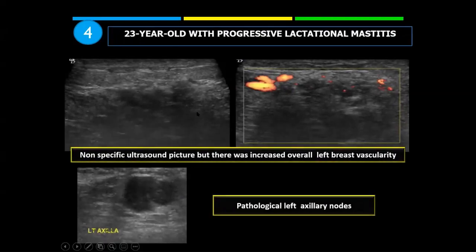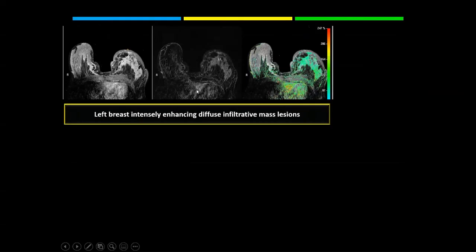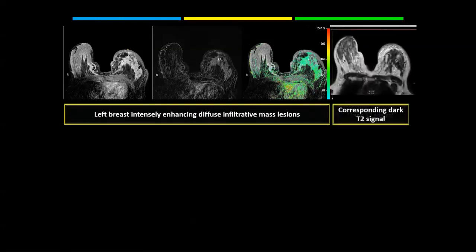This is a 23-year-old female. She had this appearance in her breast, and she had pathological axillary lymph nodes. Actually, when she came to us, she had already received multiple courses of antibiotic therapies, and that's why we sent her directly to an MRI. Before sending her, we thought it would turn out to be a granulomatous mastitis, but unfortunately, when we performed the MRI we saw this enhancing lesion, and it was not because of the enhancement, but because of the dark T2 signal seen on the T2 weighted images.